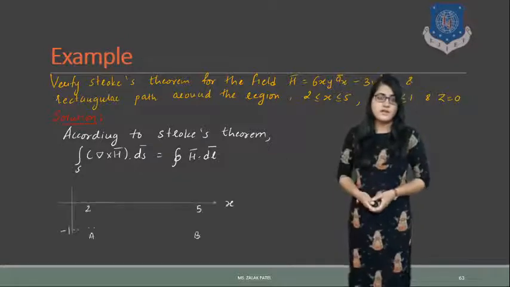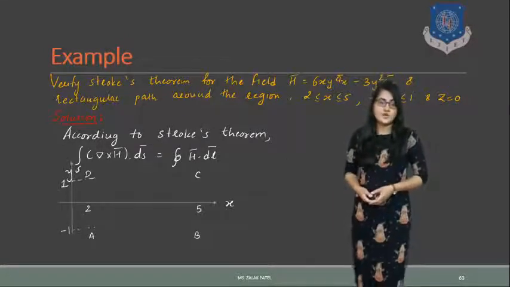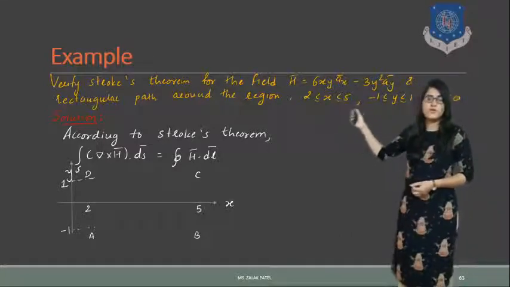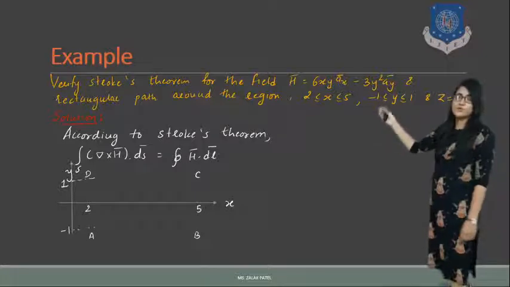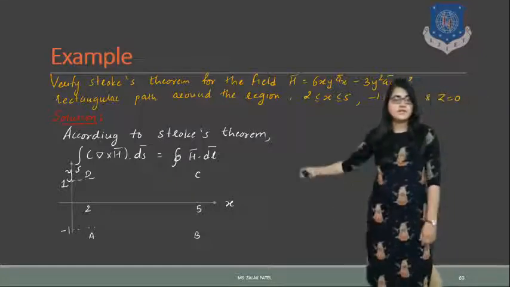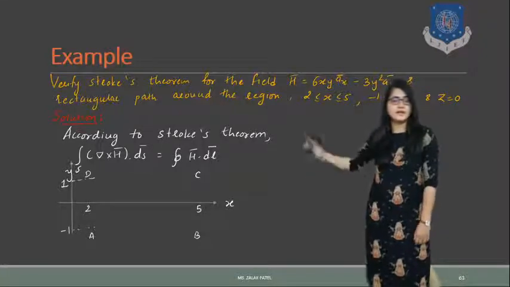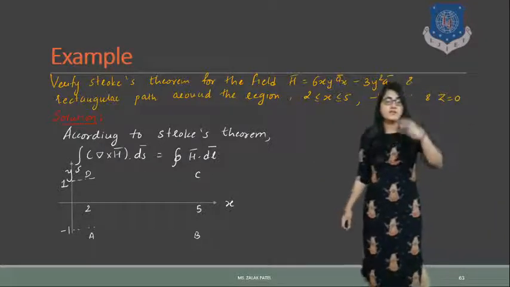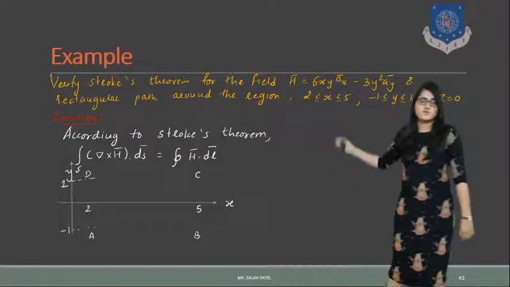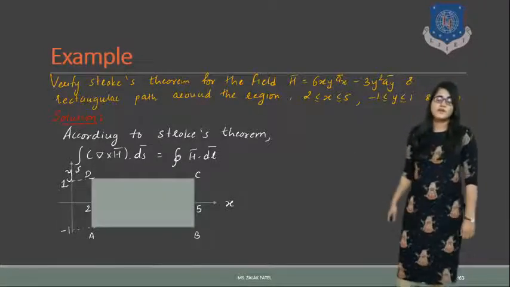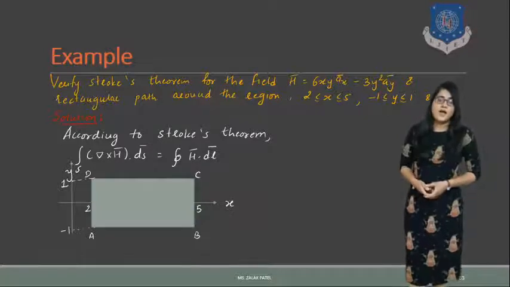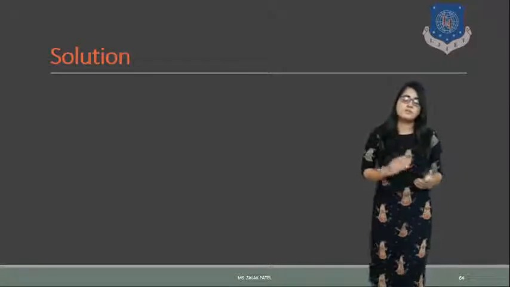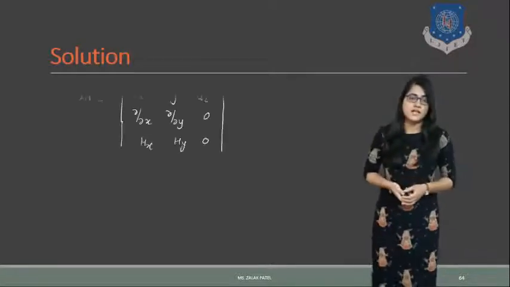For proving this mathematical statement, let's draw the figure using these two limits, x is in between 2 to 5 and y is in between minus 1 to 1. As you can see here, on the x and y axes, 2 to 5 is the limit of x, and minus 1 to 1 is the limit of y. If you join this, it will create one rectangle, and in the rectangle you can see there are a total of 4 parts: a to b, b to c, c to d and d to a.